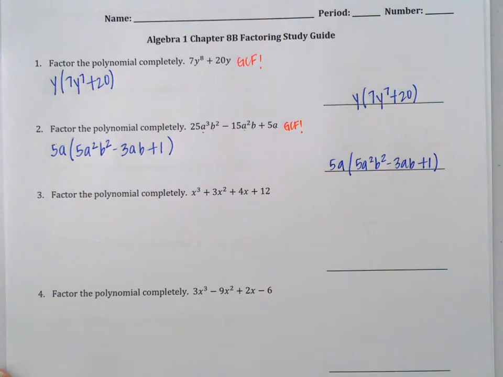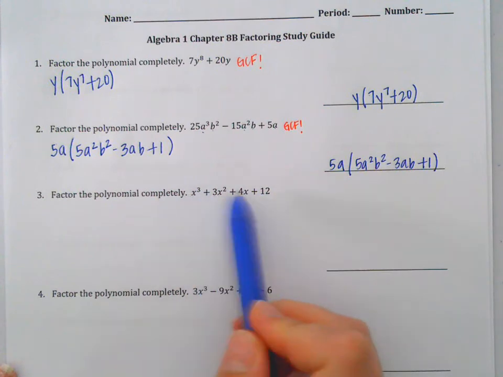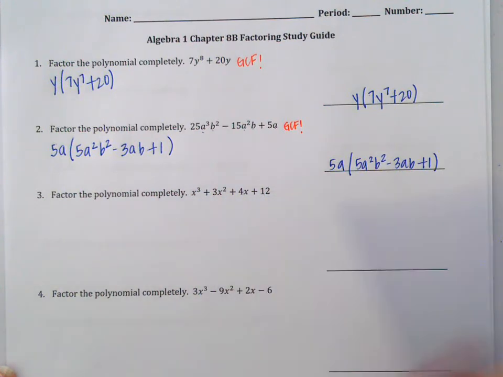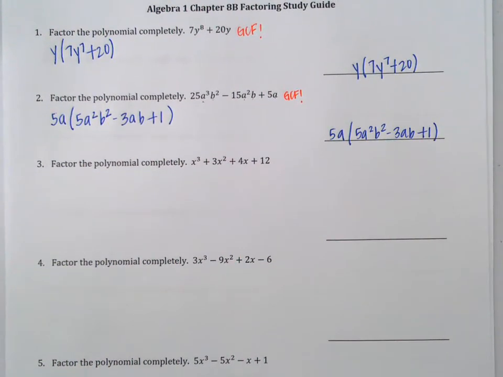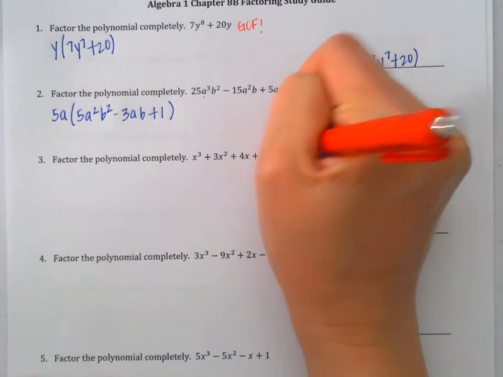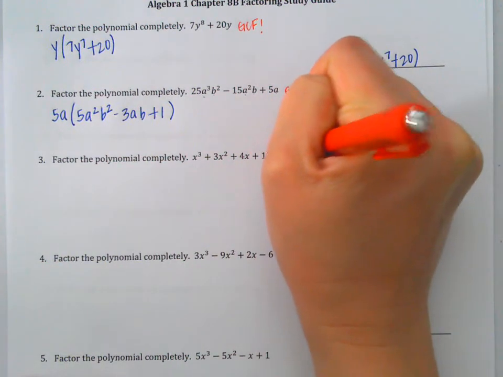Okay, so let's look at number 3. Number 3 has 1, 2, 3, 4 terms. Whenever we have 4 terms, what method do we start to think about? When we have 4 terms, we think about grouping.